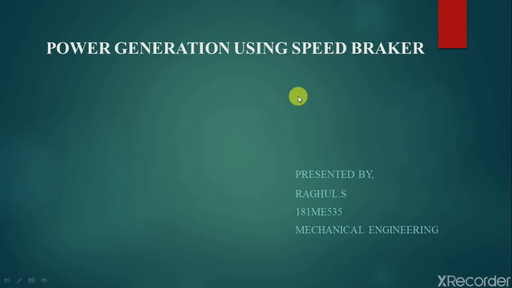Today we are going to see about power generation using a speed breaker. Here the smart speed breaker is used for electrical power generation. We will see about that briefly in upcoming slides.